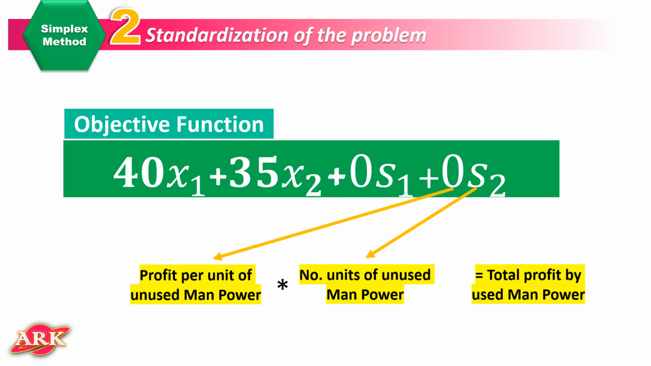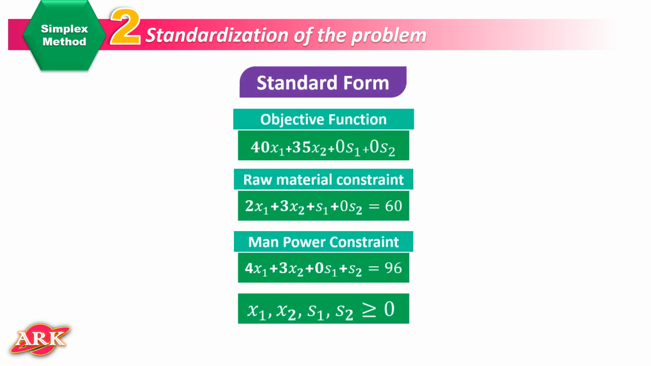Similarly, 0 into s2. 0 represents profit per unit of unused manpower. Since we are using no manpower, the profit we get is 0. We get nothing from something we unused. So 0 represents the profit that we are getting, no profit, and s2 represents the number of units of manpower which are being unused. The product of the both gives rise to the total profit that we get by the unused manpower, which is 0. So we have standardized the objective function, raw material constraint, manpower constraint, and written them in the standard form. Now we can proceed to the next step.